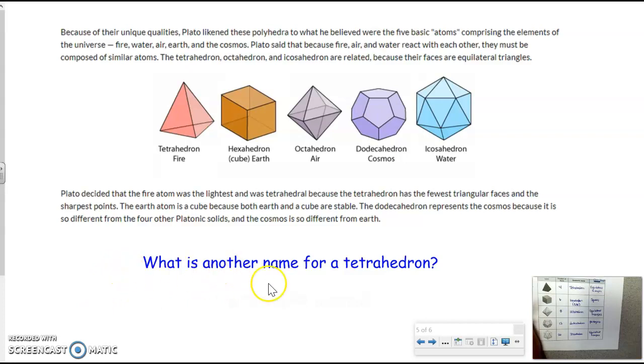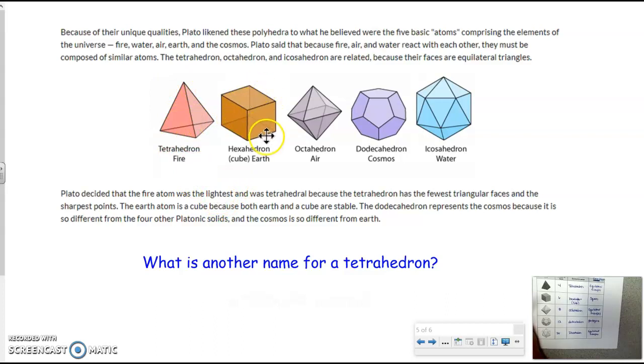So we've already written this down in your notes. Hopefully you wrote it down. It says, what's another name for a hexahedron? And that would be the cube. Okay, so let's just review these one more time. Your hexahedron is a cube. The tetrahedron would be a triangular pyramid. This is just called a triangular pyramid because the base is a triangle and your faces are all triangles.